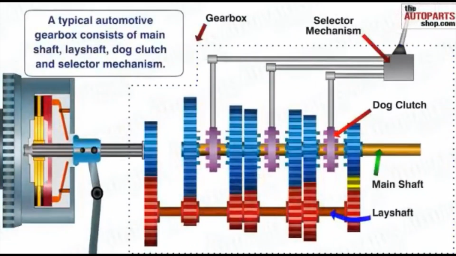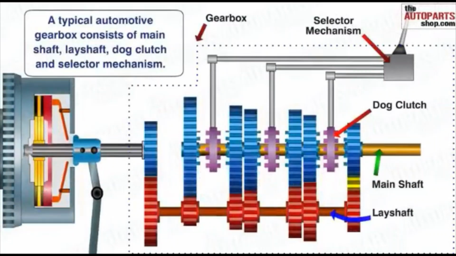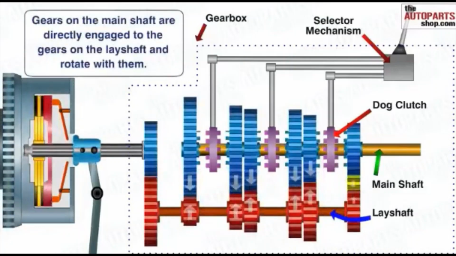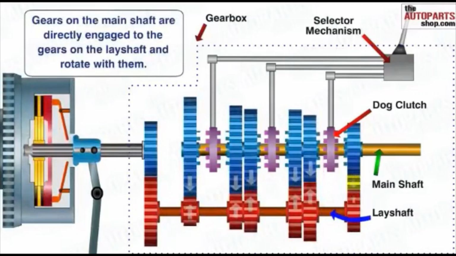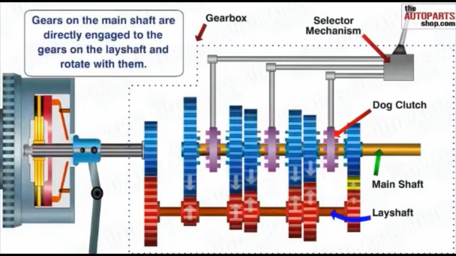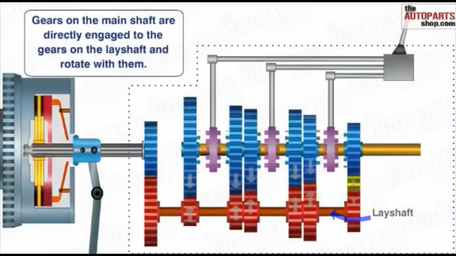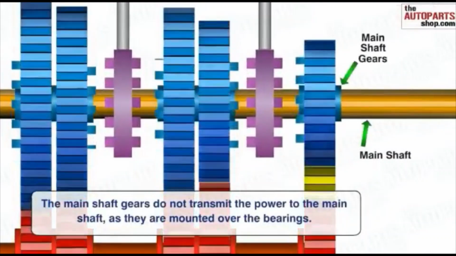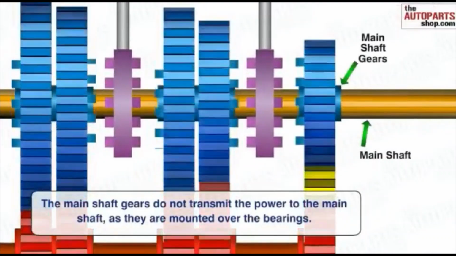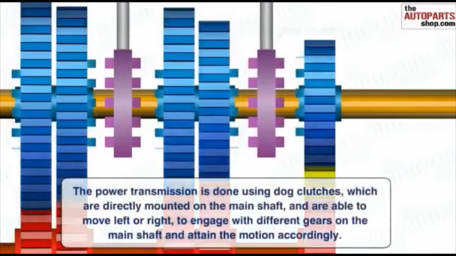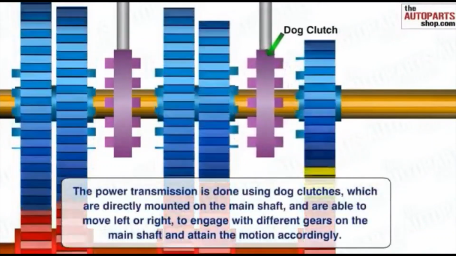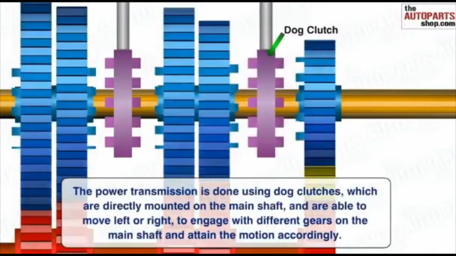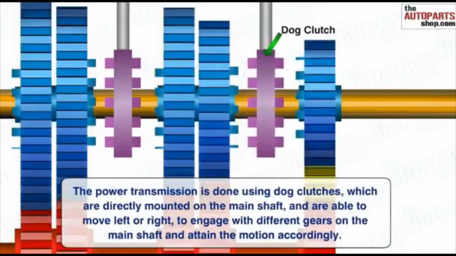A typical automotive gearbox consists of main shaft, lay shaft, dog clutch and a selector mechanism. Gears on the main shaft do not transmit the power to the main shaft as they are mounted over the bearings. The power transmission is done using dog clutches which are directly mounted on the main shaft and are able to move left and right to engage the different gears on the main shaft and attain the motion accordingly.